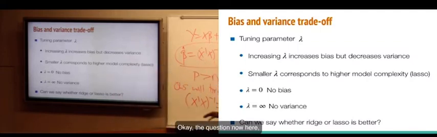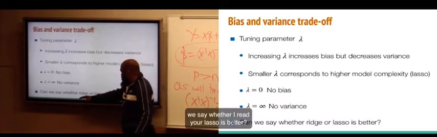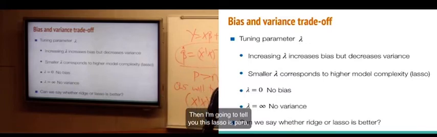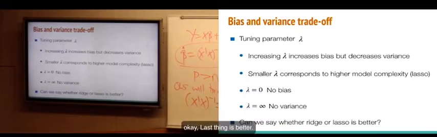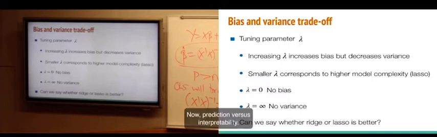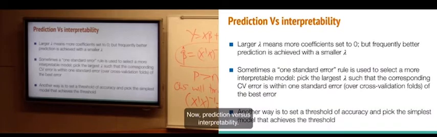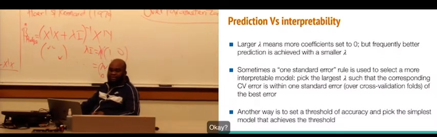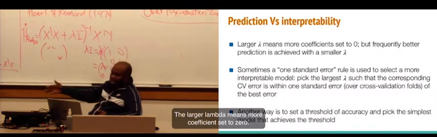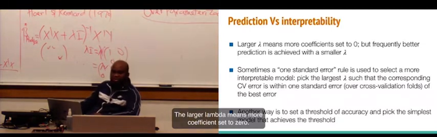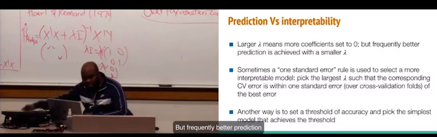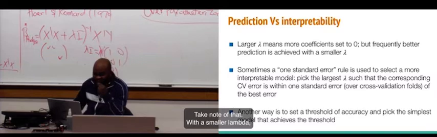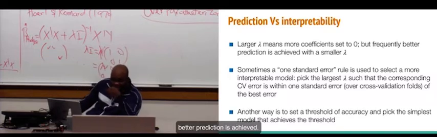The question now is, can we say whether ridge or LASSO is better? I'm going to tell you this: LASSO is better. Now, prediction versus interpretability, I've mentioned that in this class. A larger lambda means more coefficients set to 0. But frequently, better prediction is achieved with a smaller lambda. Take note of that.